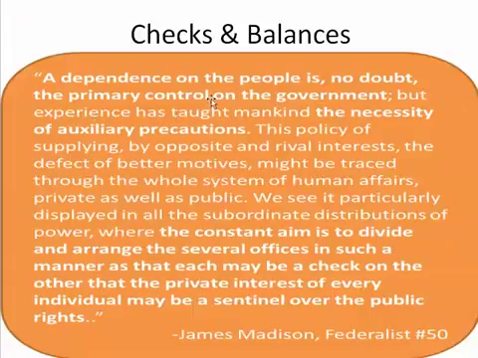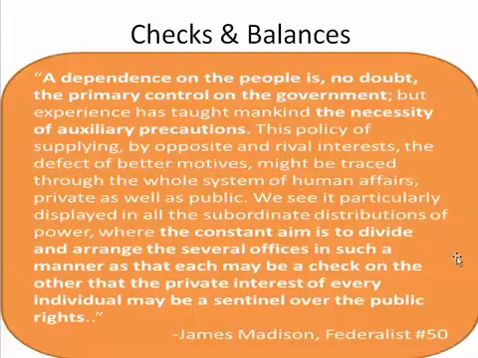He says, a dependence on the people is no doubt the primary control on the government. In other words, the government needs to depend on the people. But experience has taught mankind the necessity of auxiliary precautions. In other words, we need these precautions. This policy of supplying by opposite and rival interest. Factions are going to have rival and opposite interest. The defect of better motives might be traced through the whole system of human affairs.